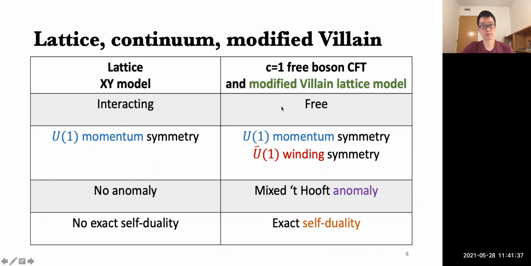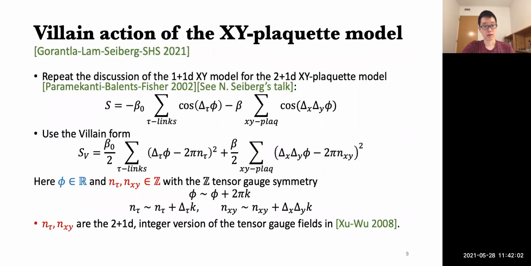On the right column, we have the c=1 continuum CFT discussed by Hota, and also the new modified Villain lattice model. Both of them are free, namely quadratic. Both of them have two U(1) global symmetries. Both of them realize the mixed 't Hooft anomaly, and both of them exhibit the exact self-duality. That concludes the warm-up part of my talk.